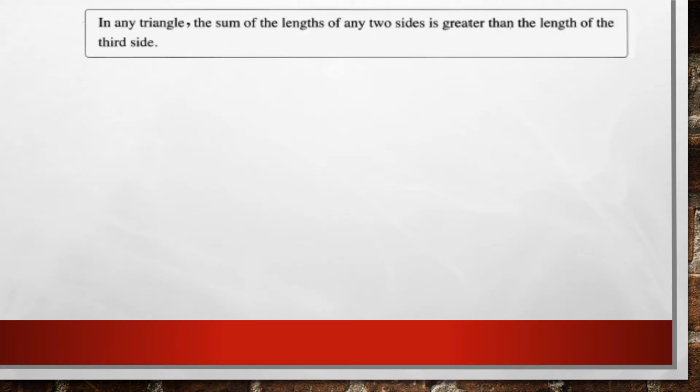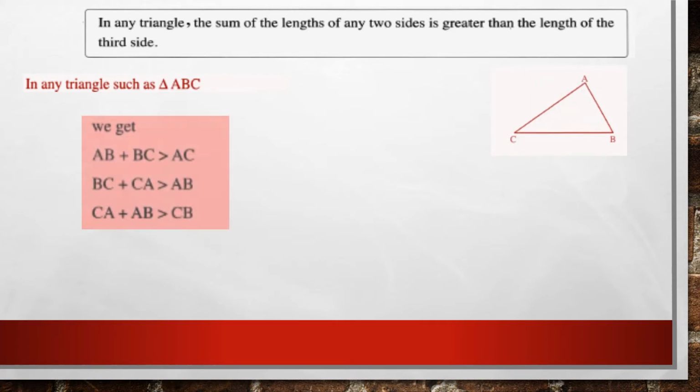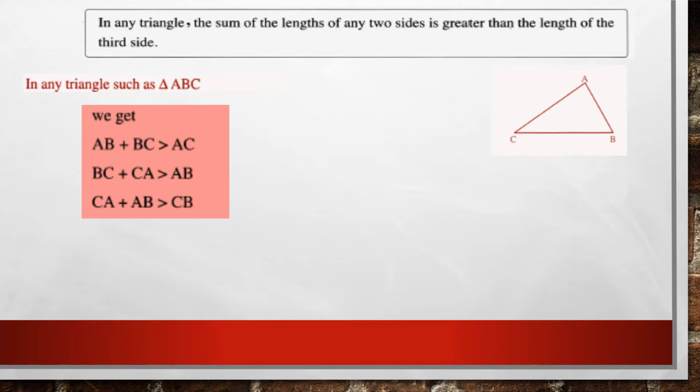In any triangle, the sum of the lengths of any two sides is greater than the length of the third side. If we have a triangle ABC, then AB plus BC is greater than AC, BC plus AC is greater than AB, and CA plus AB is greater than CB. So we can say that the sum of any two sides is greater than the third one.